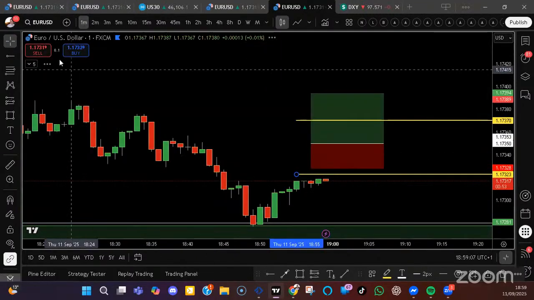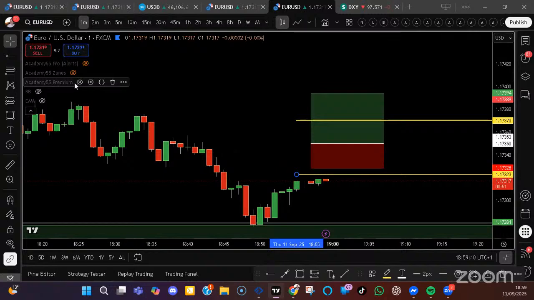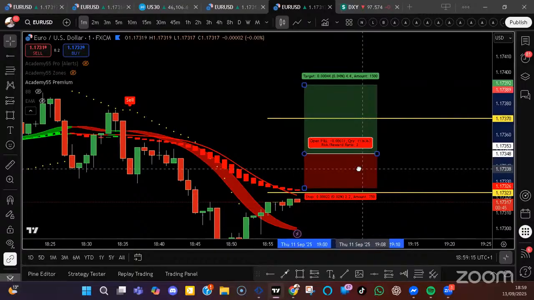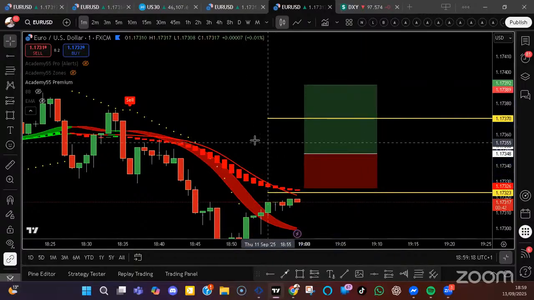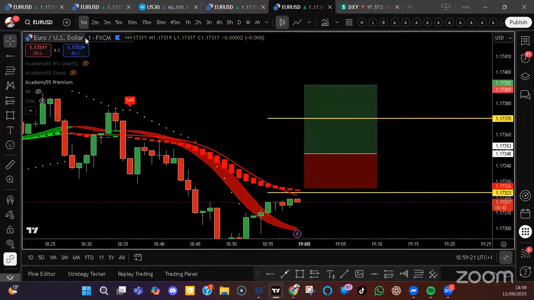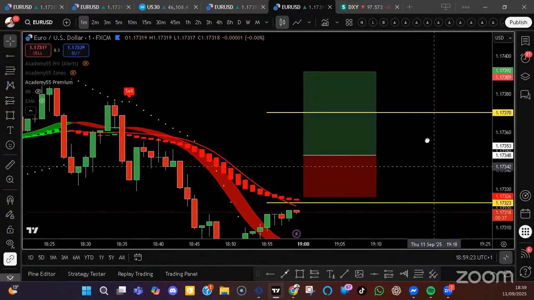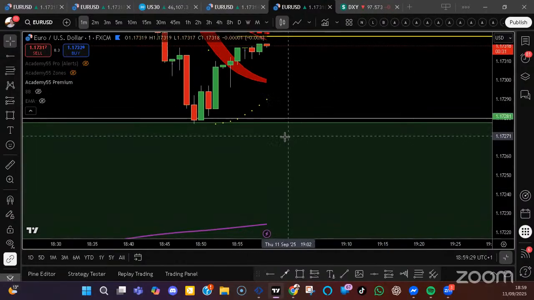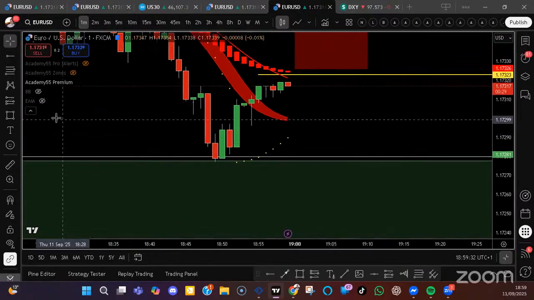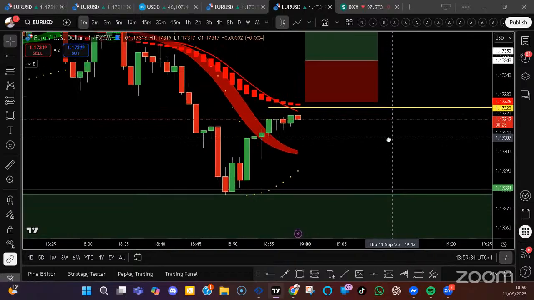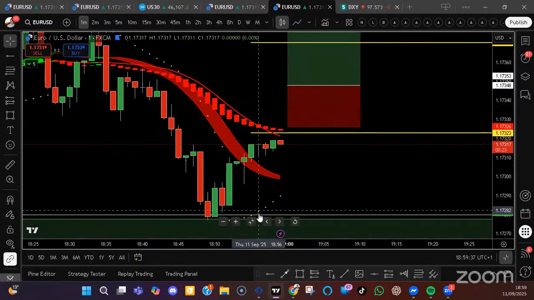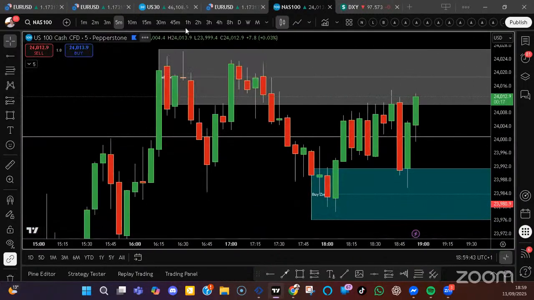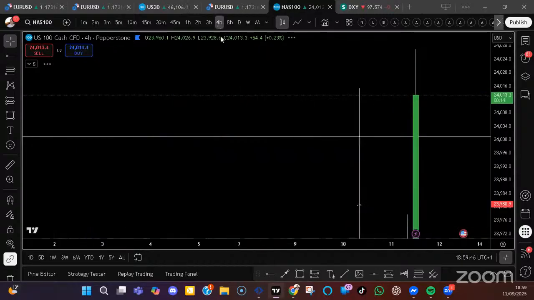So we'll put that down to the minute, put the indicators back on, and this is the scenario we're looking at for a possible buy. But we know we've got imbalance down here. Price may want to come down here and check out this imbalance, possibly. So we will do the same on the US 100.